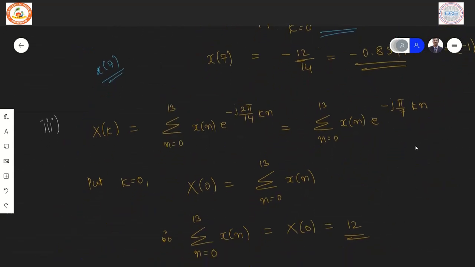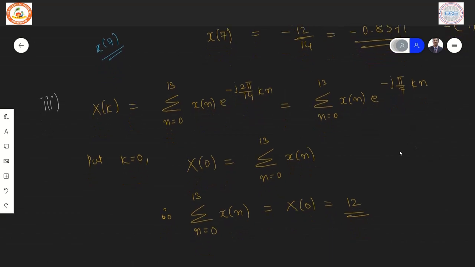Coming to the third part. In the third part, they are asking you to solve a particular sum. The summation is n from 0 to 13 x of n. Now here we make use of the DFT equation, because the DFT equation is the one which gives you a summation with x of n, not the IDFT.